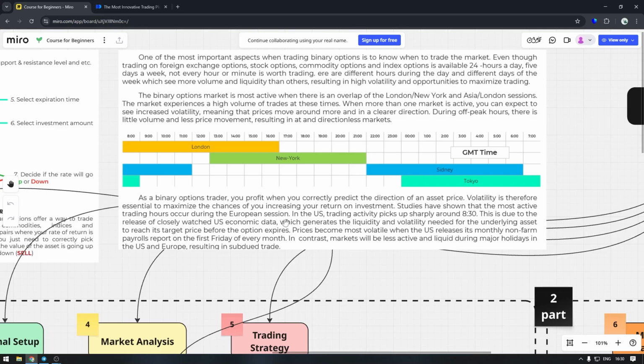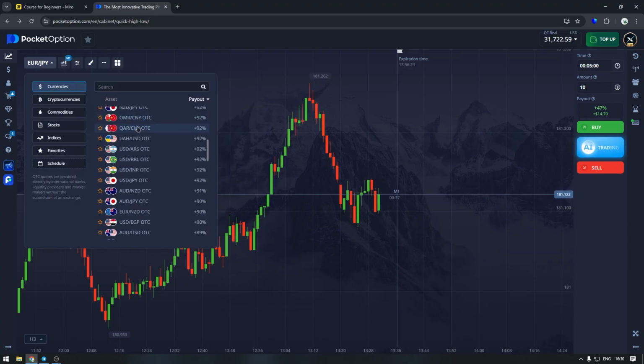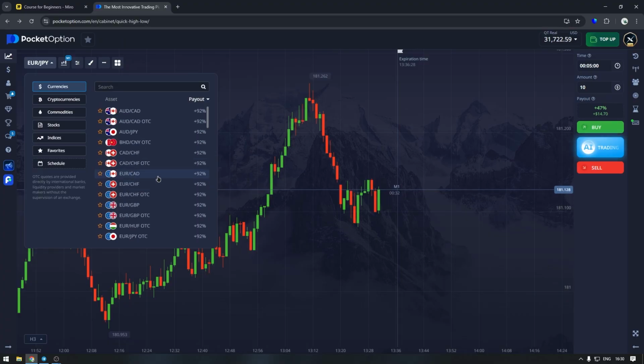Don't trade everything. Specialize in 5 to 7 assets and study their behavior. Don't say, I will trade every asset here. No, choose the best 5 or 10 assets and study them. Learn how they move, learn their behavior.